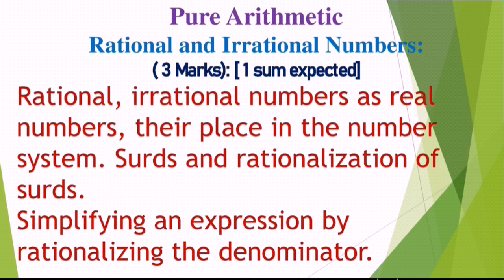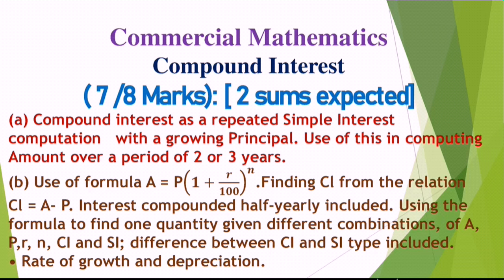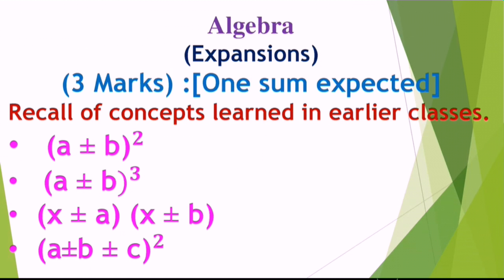Rational and irrational numbers. Here the children should know how to rationalize the denominator. You have to be very careful about changing the sign, etc., and adding the like terms. When we come to the next topic, that is compound interest, here they may not mention whether to use the formula or not. So there may be two sums, and you have to be very careful. Writing the amount should be up to 2 decimal places.